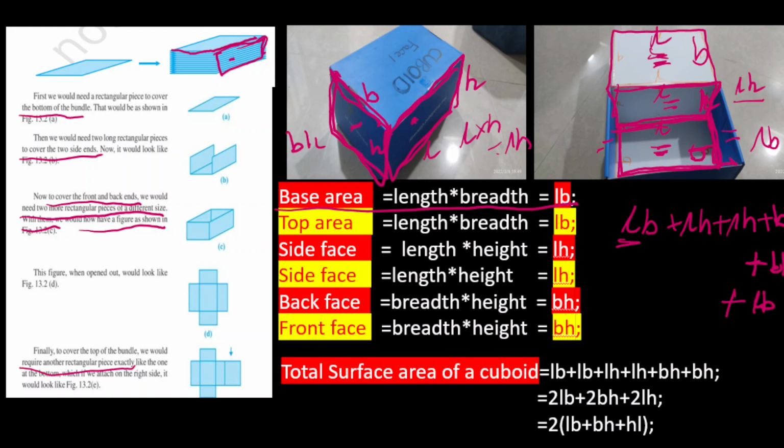So here we have LB plus LB, which becomes 2LB, and LH plus LH becomes 2LH, and BH plus BH becomes 2BH. Now take out the 2 as common. Now we have 2 into LB plus BH plus HL, and this is how we find the total surface area of the cuboid.